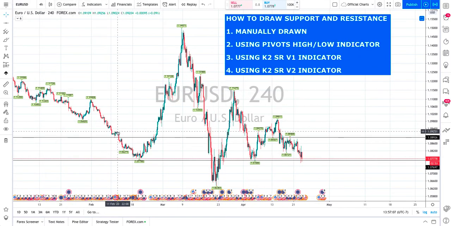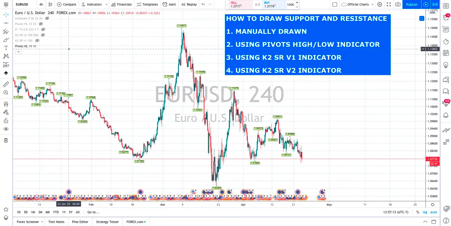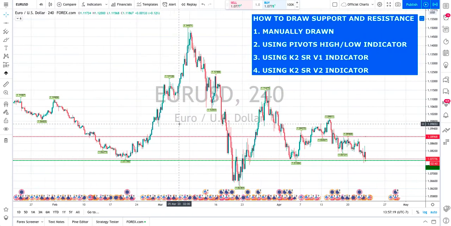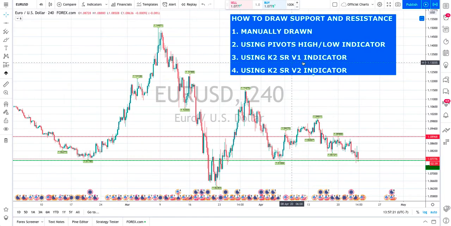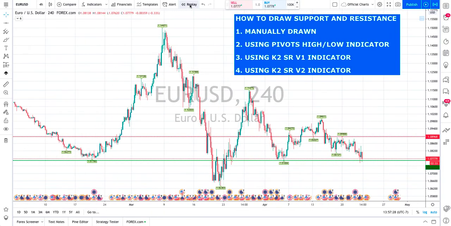But now I'm going to show you guys my little cheat code. If you guys have access to the K2 indicators, this makes things a whole lot easier. So I'm going to show you the version 1 indicator first. So this is the version 1 indicator. And as you can see here, the K2SR version 1 indicator plots the support resistance on the chart for you. And as price moves, it automatically adjusts as well. So let me go over here.